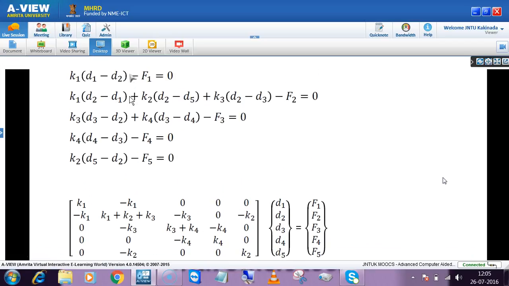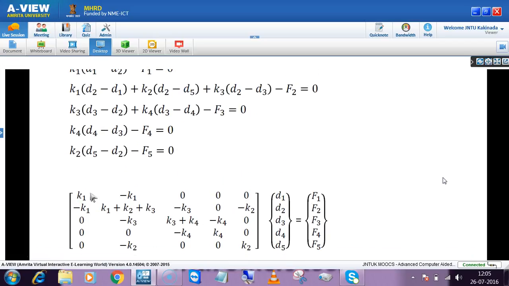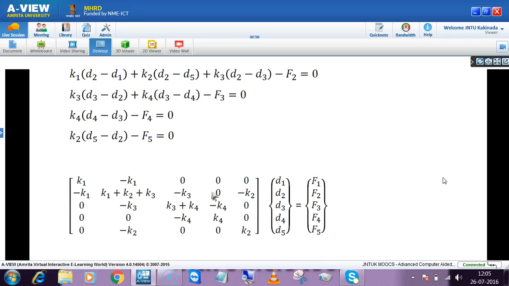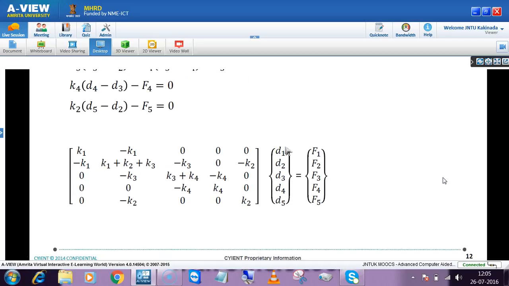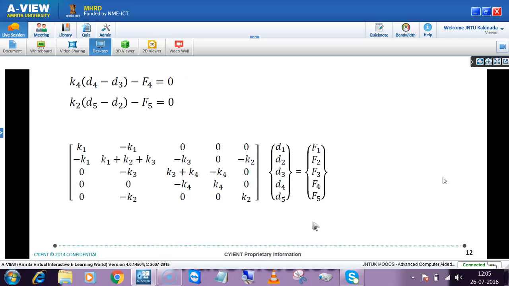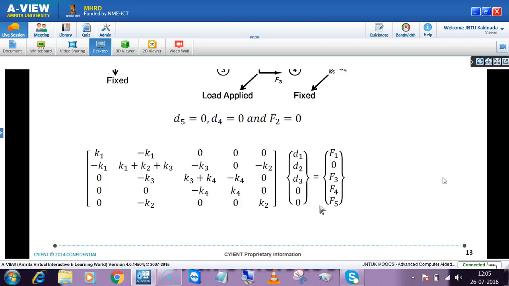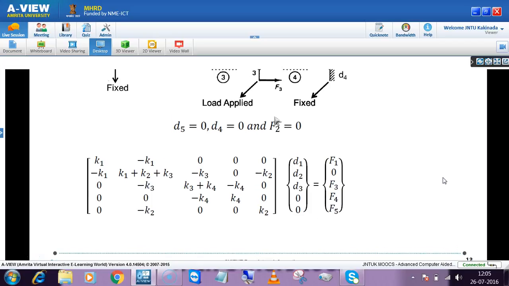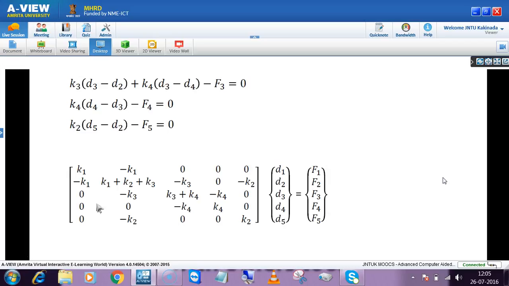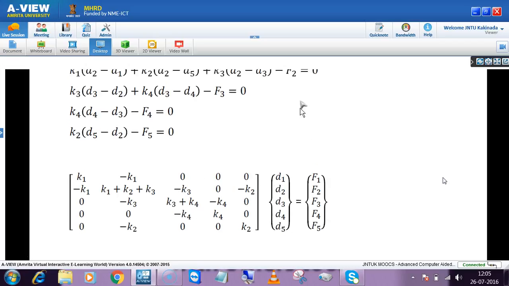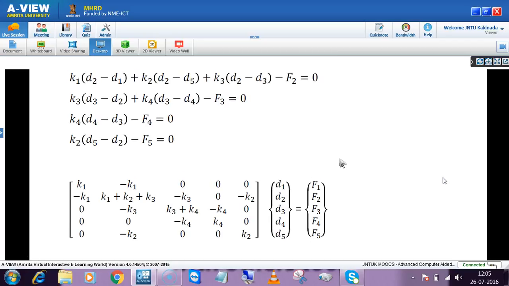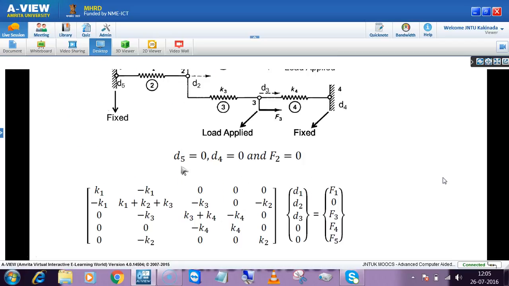When you put everything together in matrix form, it comes like this. This is the global stiffness matrix and the global deflection. The global deflection represents all five locations, and the global forces, all five locations. Now let us solve this problem. We got the equation: global stiffness matrix, global deflection, global forces. Now let us solve.